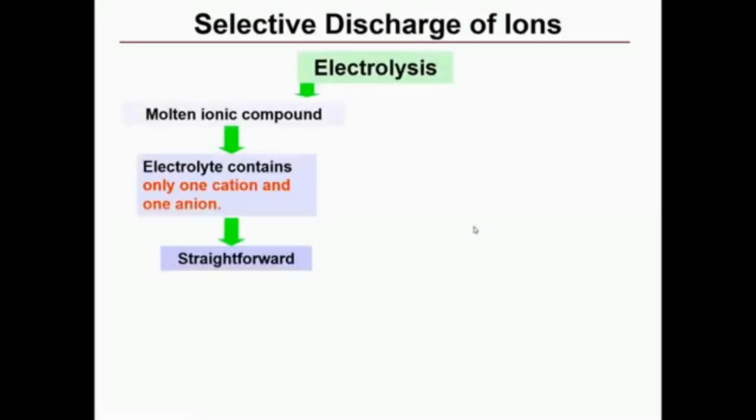In this segment, we will be looking at the selective discharge of ions in an electrolysis reaction. If the electrolysis involves a molten ionic compound, whereby the electrolyte contains only one cation and one anion, it is quite straightforward to predict what the products formed are. At the cathode, the cation will be reduced. At the anode, the anion will be oxidized.